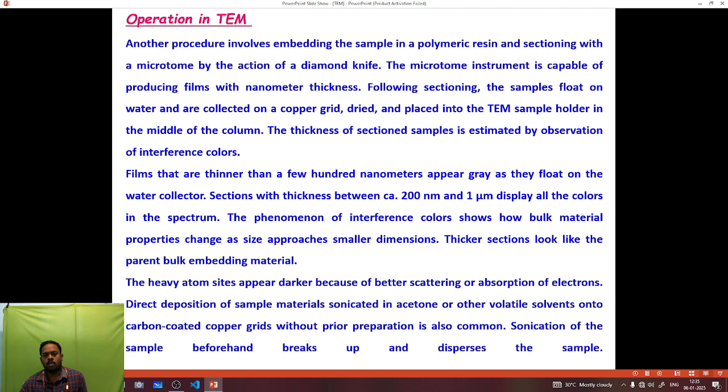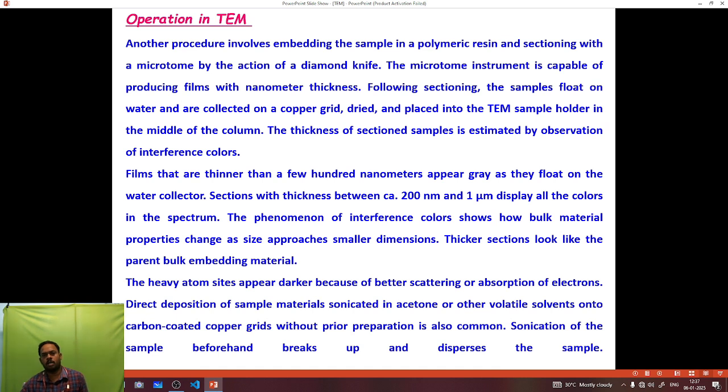So the heavy atom sites appear darker because of better scattering and absorption of electrons. The heavy atom sites, the elements having higher atomic number, will experience better scattering and absorption of electrons when compared to the lighter elements. This will be key information. For example, if we have an alloy particle having two different metals, we can easily identify from the image which one is the lower atomic number material and which one is the element having higher atomic number. The element with the higher atomic number will scatter the electrons more, and the amount of absorption of electrons will be more. So that will show a dark image on the screen.